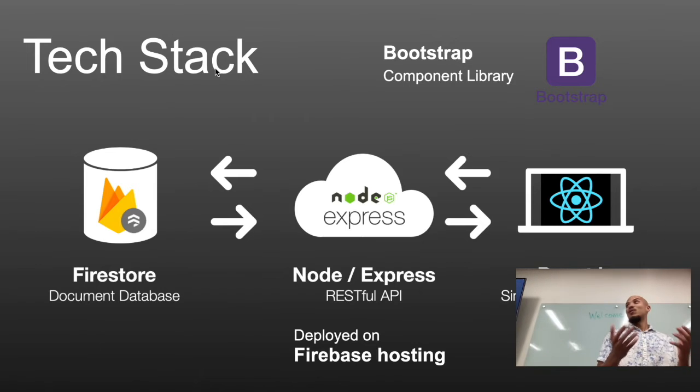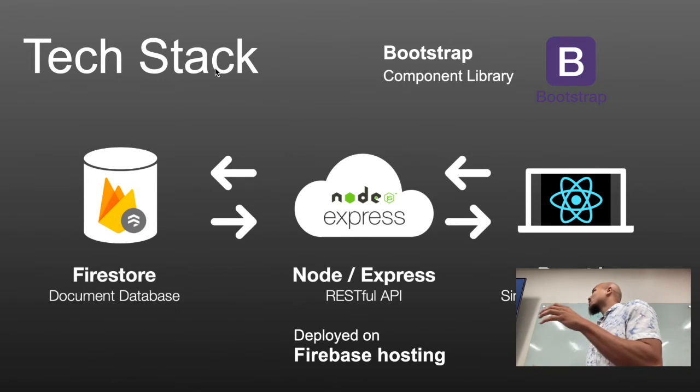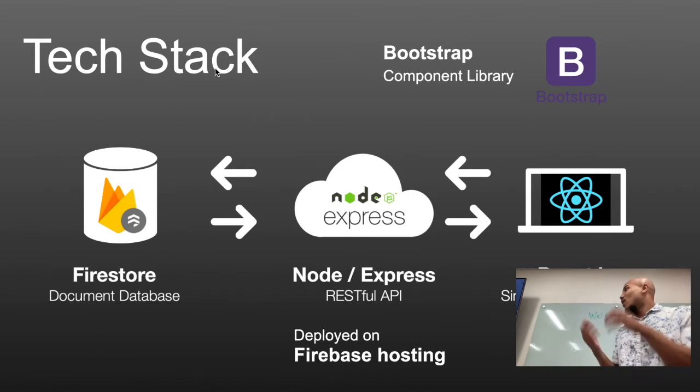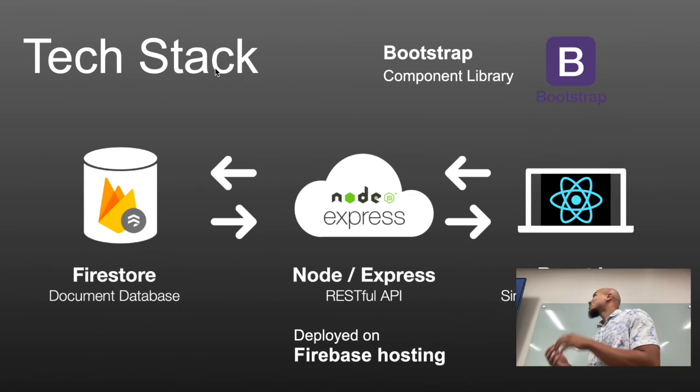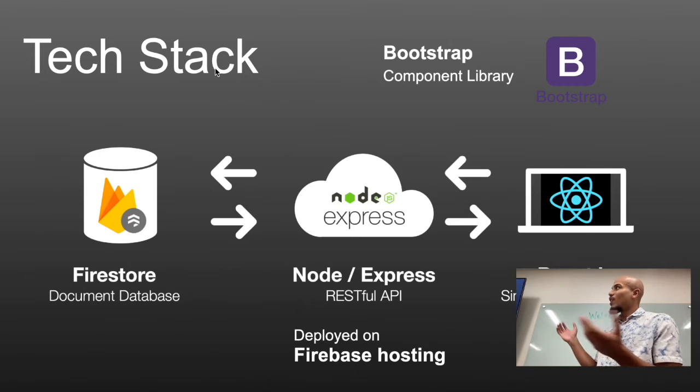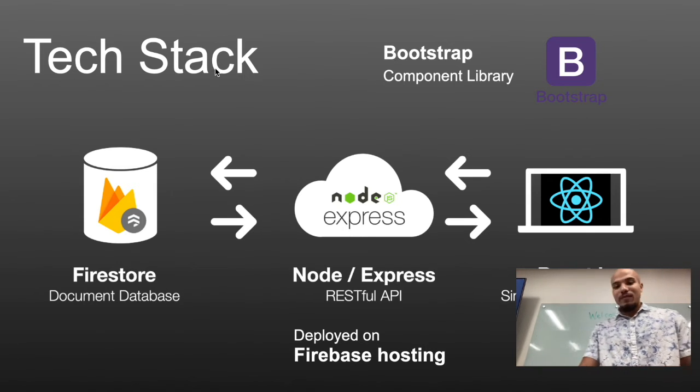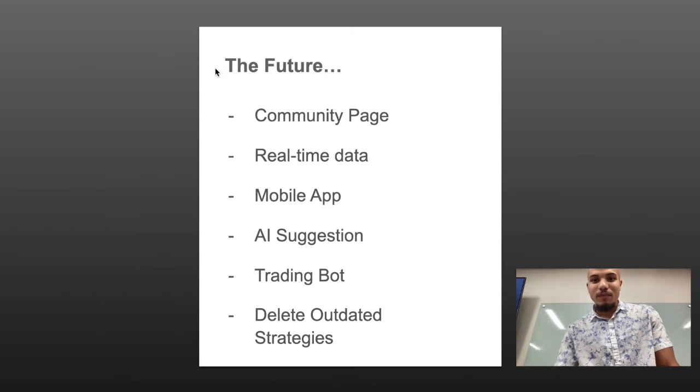So the tech stack that I use for this app, I use Firestore document database, which I use to store my currency pairs and the currency pair strategies. I use Node and Express for the RESTful API, deployed on Firebase hosting. For the front end, I use React.js. Also, I use Bootstrap component library, which I use to help me style with some of the CSS. Bootstrap helped me out a lot with the carousel, and I implemented cards with that as well. Very interesting process. Also along with my own CSS.